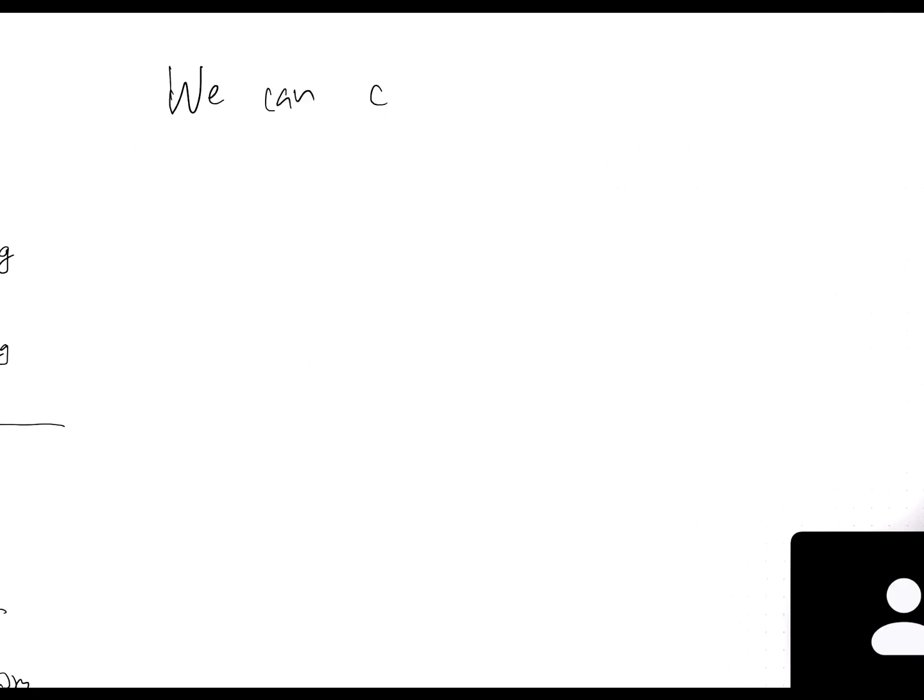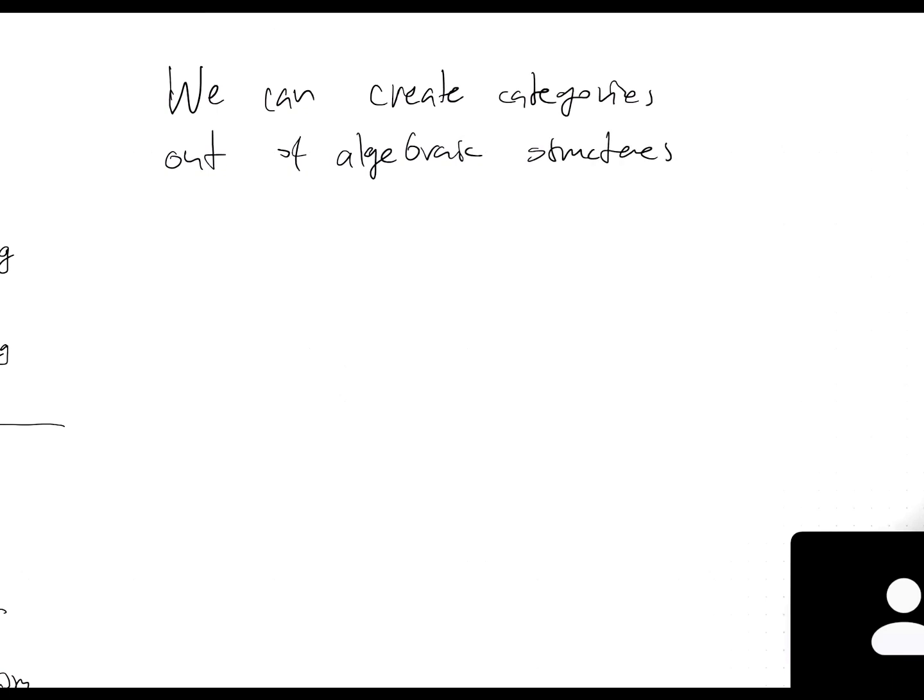We can create categories out of algebraic structures. Let's first list some examples of algebraic structures we know. So each of you, please name an algebraic structure to be inserted in our list, an algebraic structure that you're more or less familiar with.